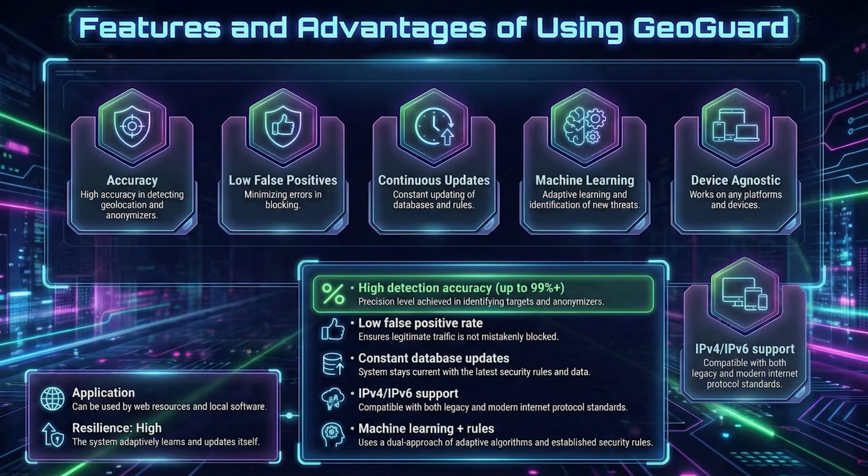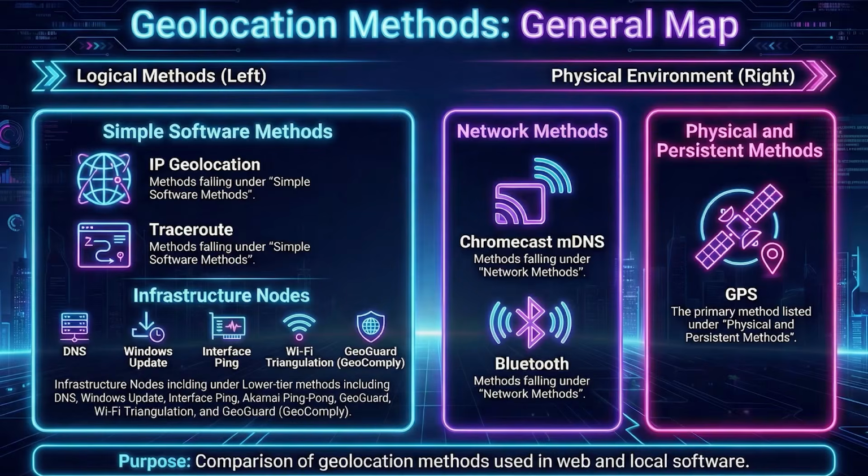Incredibly cool solution. But in fact, if we take all the methods I've discussed today, GeoGuard uses them all, except for Akamai and Bluetooth. All other techniques are used to determine the user's geolocation. Here I have highlighted them in a separate scheme. And of course, the most complex methods for work, the most complex methods of substitution are the physical ones. Physical, such as GPS and Wi-Fi triangulation.